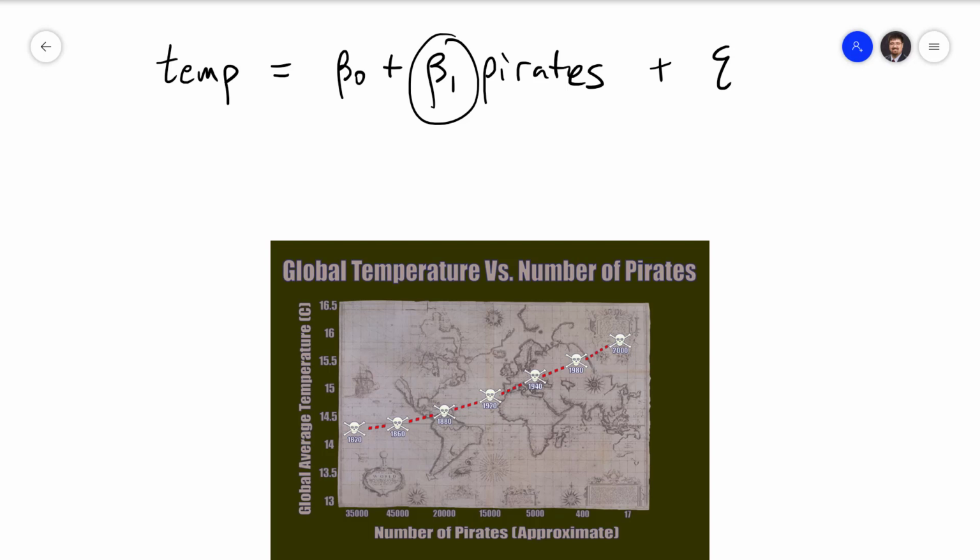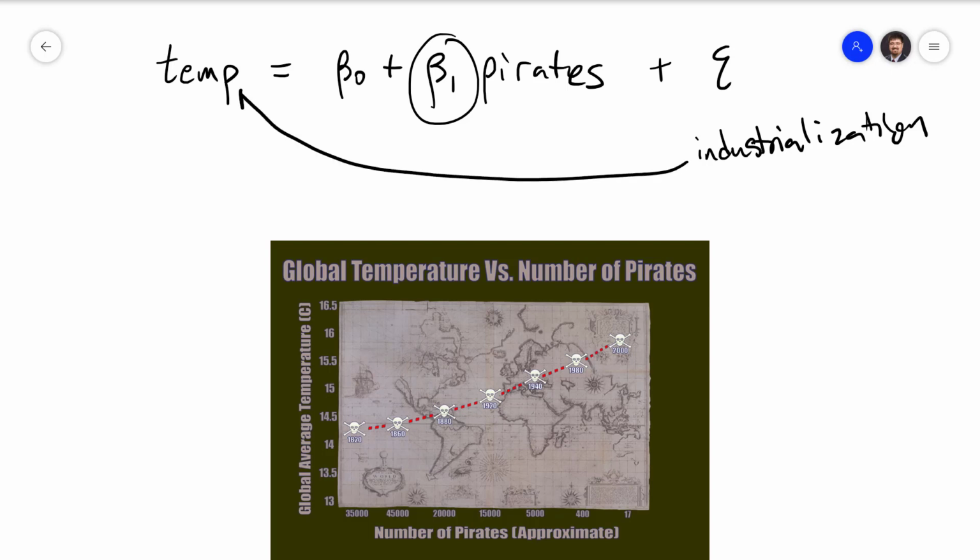In reality, the number of pirates probably has very little to do with the global temperature. However, there might be some omitted variables. The omitted variable I think is most responsible for this would be industrialization. Industrialization has led to more emissions, which has increased the global temperature.